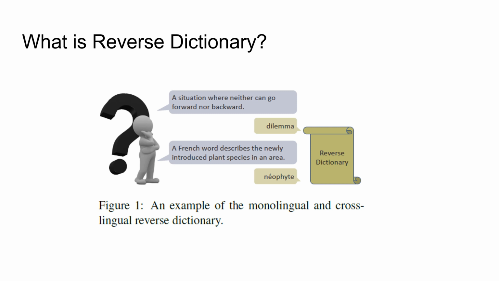So what is reverse dictionary? The reverse dictionary is that you can input a description and the output will be the target word corresponding to your description. And if the description and the target word are not in the same language, then we will call this cross-lingual reverse dictionary.